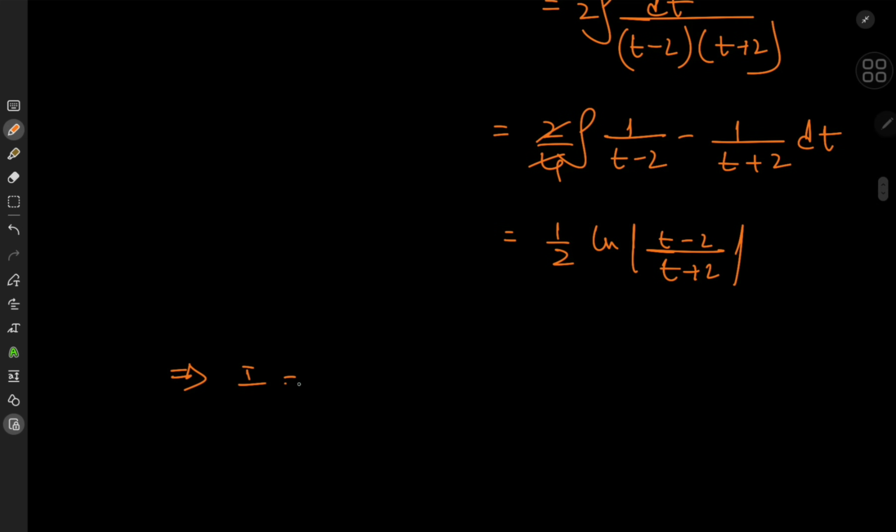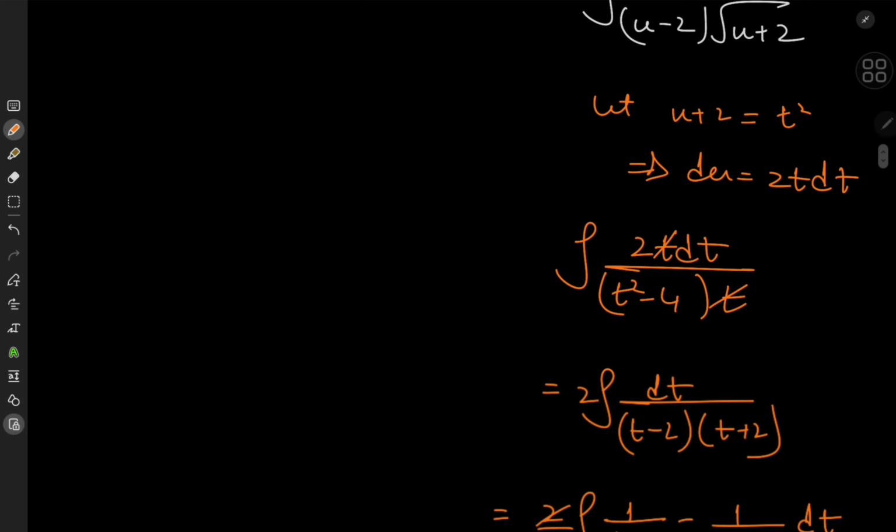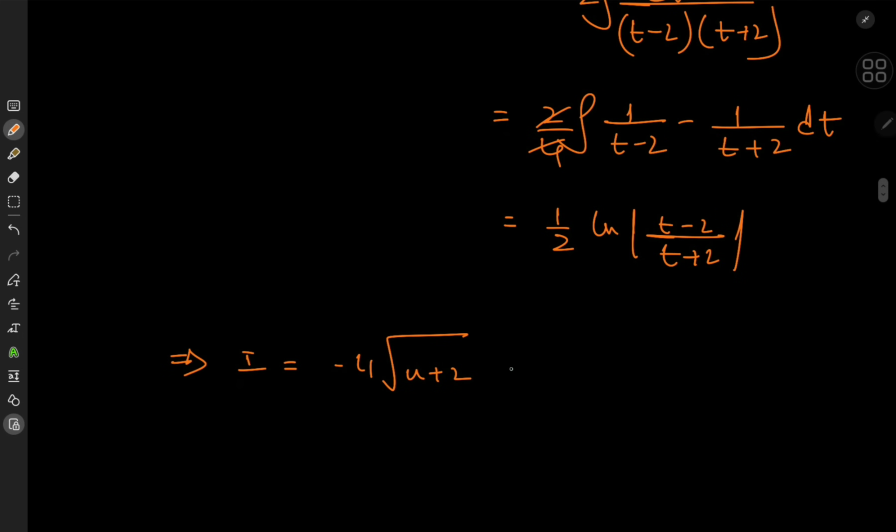Recall that the target integral I was just, well, -4 times root u plus 2. And what exactly did we have? Yeah, a -4 over there. So -4 over 2, that's 2 times log absolute value. What exactly do we have? t minus 2 over t plus 2, but in terms of the u variable.